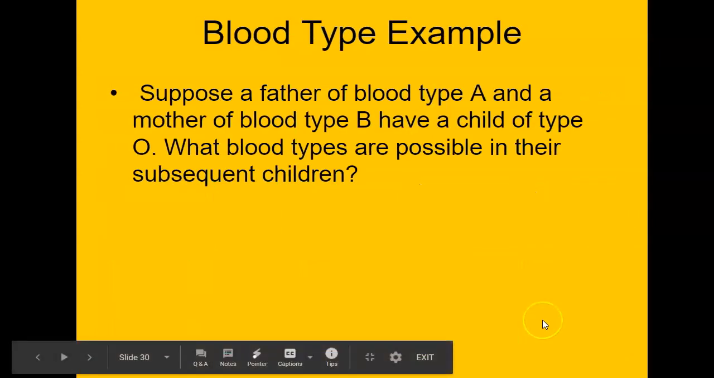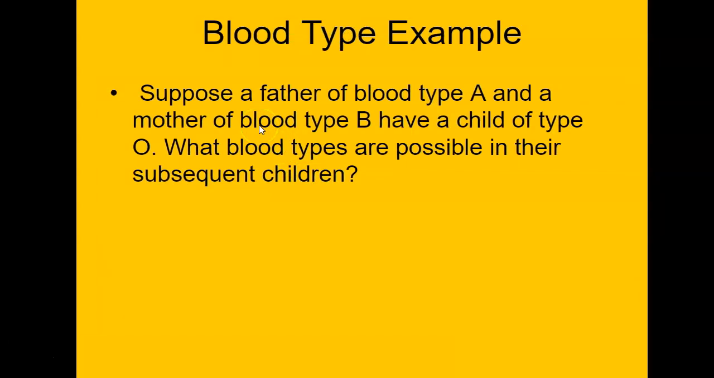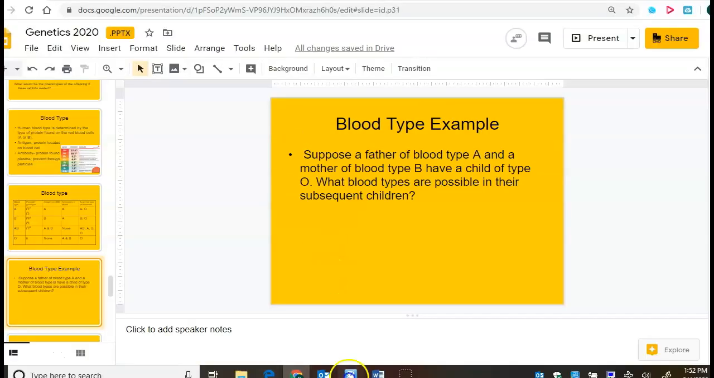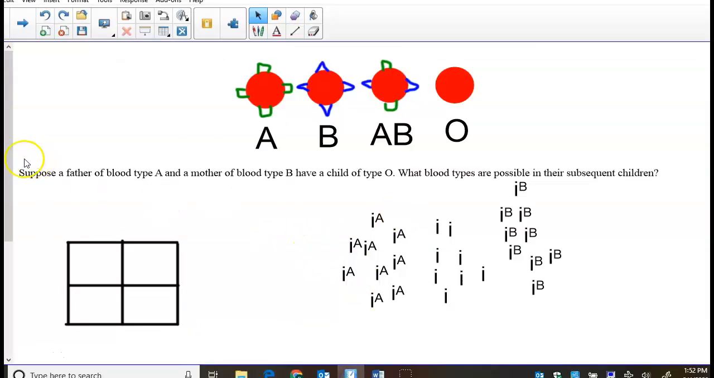Let's try a problem. Let's see how we do with this. So here's the problem here. Suppose a father of blood type A and a mother of blood type B have a child with blood type O. What are the blood types of other children that they could have, of other subsequent children? Let's try this out. Let's see if we can figure this out together.